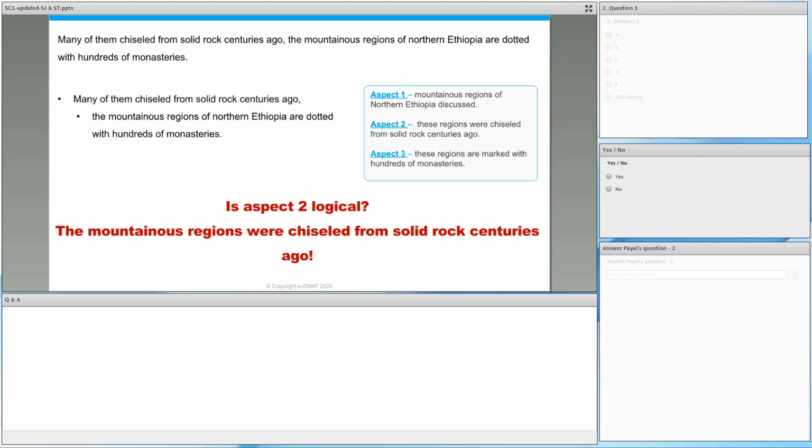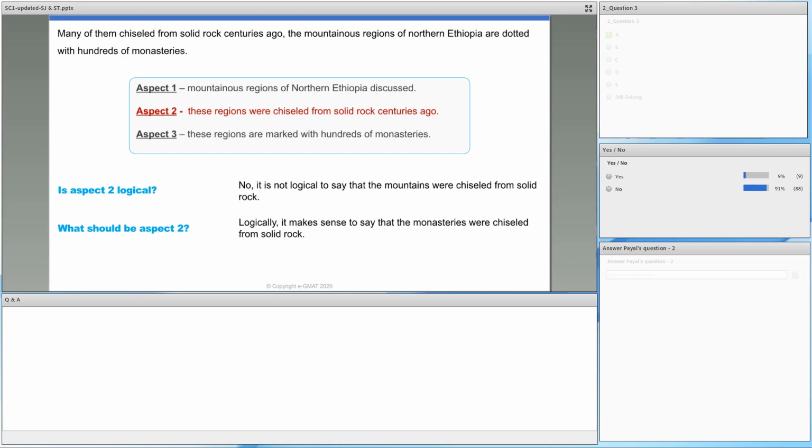Okay, so I've gotten quite a bit of answers here. Answers are still trickling in. But if I were to broadcast your result, you will see that majority of you are saying that this aspect over here, aspect 2, is not logical, and that is absolutely correct. Come to think about it, the mountainous regions are not carved out of the rocks. The mountainous regions are made up of rocks. Nobody can carve out mountainous regions from a solid rock, from a single piece of rock.